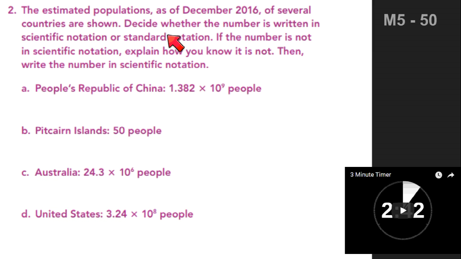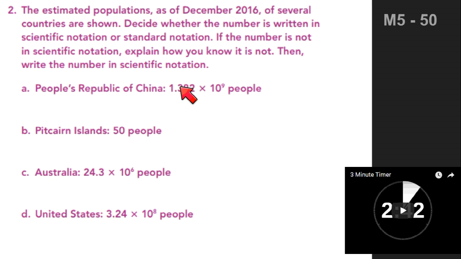So that's the first thing you're going to have to do. You're going to have to decide which way it's written. Is it written in scientific notation or standard notation, standard form? Here we go. So we're following along at the next sentence. If the is not in scientific, explain how you know it is not. So you're going to have a little explanation of how you know if it's written in scientific notation or not. Finally, the last sentence says, then write the number in scientific.